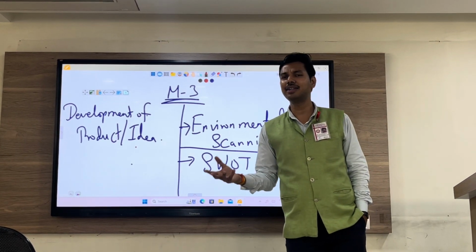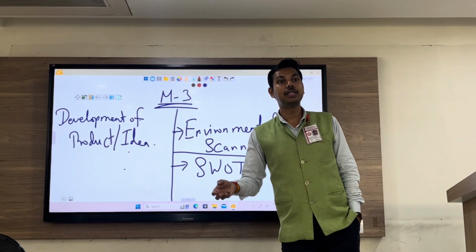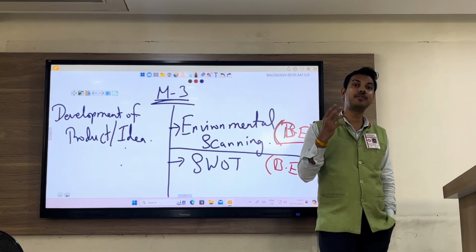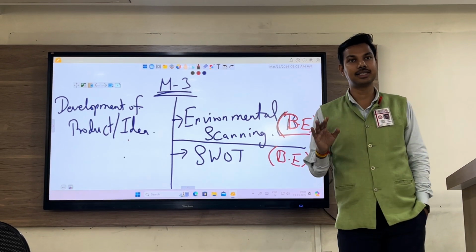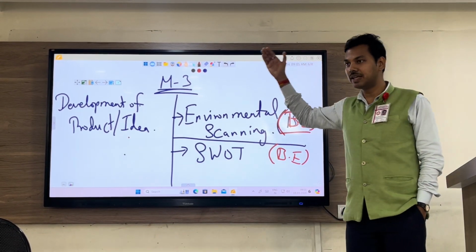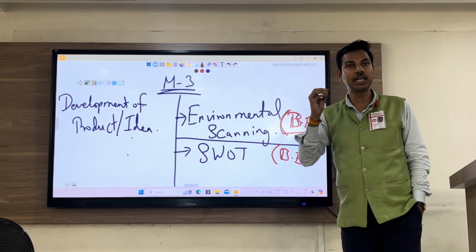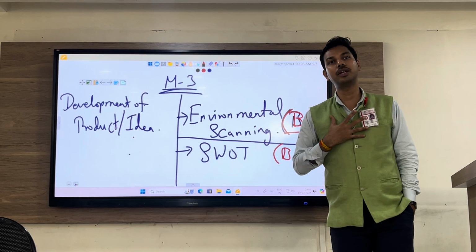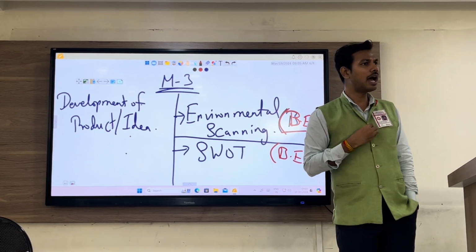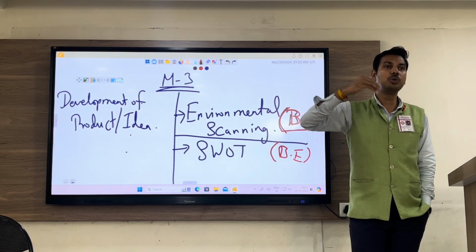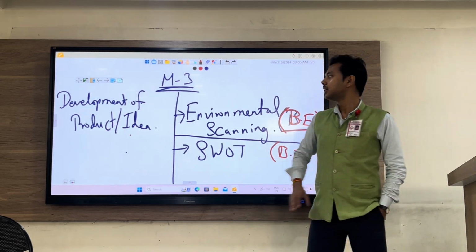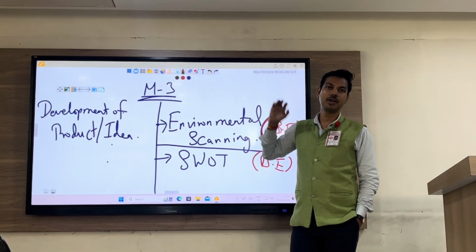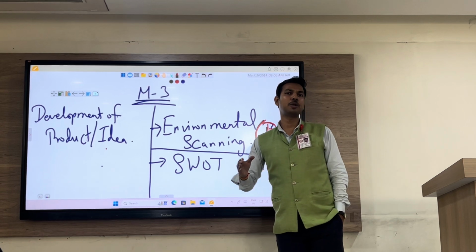What exactly is it? These are the various ways wherein we can generate ideas. Because in order to develop your ideas, to bring your ideas into reality, the first thing that you need to have is an idea. Once you have an idea, once you know what you need to do, the next step is to understand how to develop this idea. What is development of product or idea?